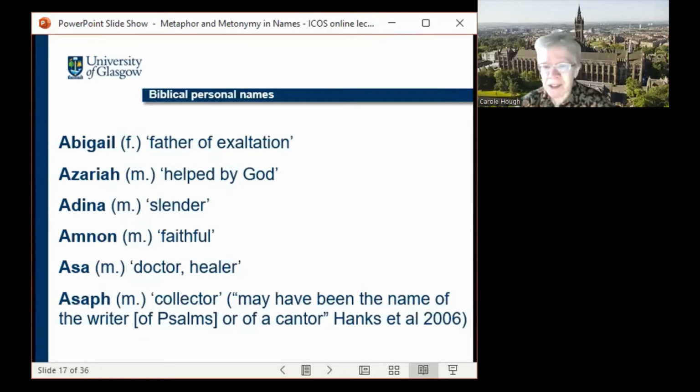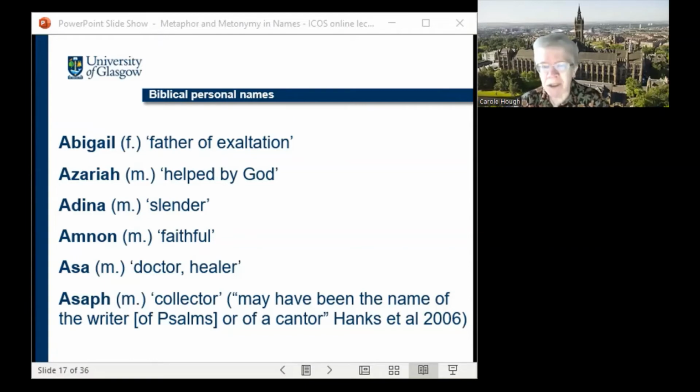A dictionary of first names by Patrick Hanks and collaborators includes about 210 different biblical names, not including derivatives, of which many correspond to phrases like father of exaltation, that's Abigail, a female name, or helped by God, Azariah, male, like the rest of the names on this slide.